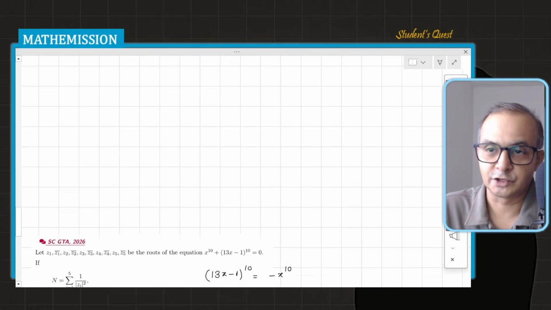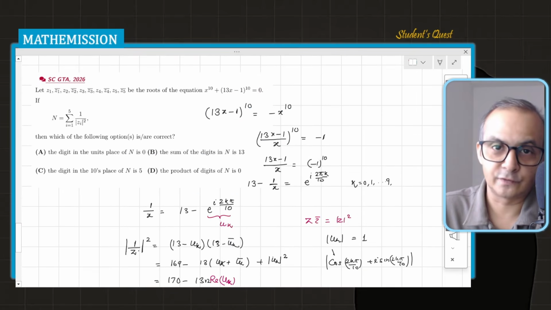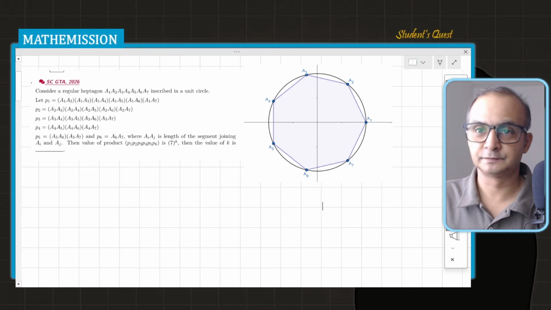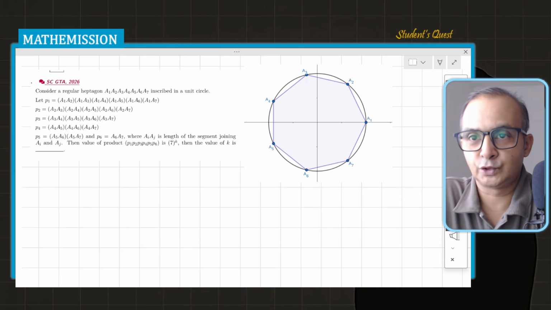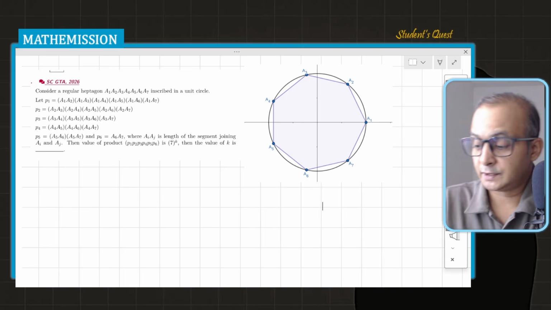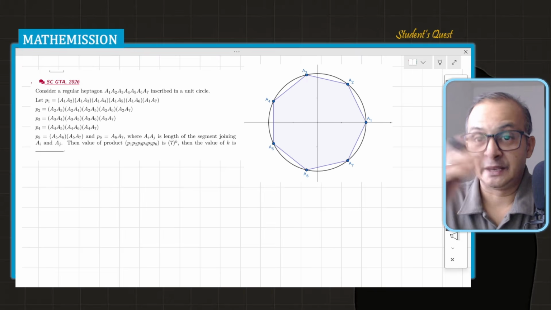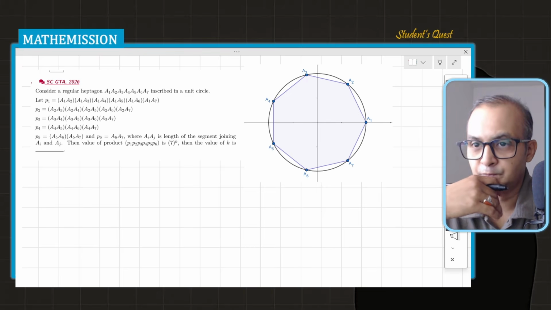Now let's jump to the next question, which is very important and interesting. And that question is again from complex numbers. Okay, so in this question, they have given a regular heptagon. The question says consider regular heptagon A1, A2, A3, A4, A5, A6, and A7 inscribed in a unit circle. And P1 is the product of A1A2, A1A3, A1A4, A1A5, A1A6, A1A7. And P2 is again, P3 is again the sum. Okay, so please read the question and give a try. Then you will see the solution.